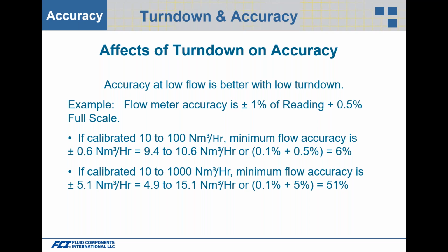in accuracy. If we calibrated to 10 to 1,000 normal cubic meters per hour, whereby we have that 100 to 1 turn down, the minimum flow accuracy is plus or minus 5.1 normal cubic meters. That's a very large error range allowable, which is actually equivalent at that 10 normal cubic meters per hour of 51% inaccuracy band. So turn down is critical when you're looking for accuracy in a flow meter.